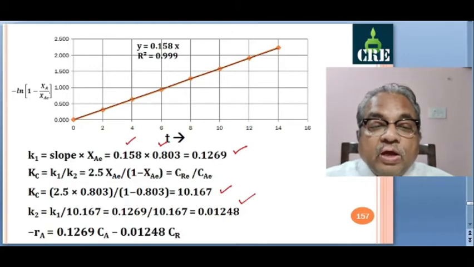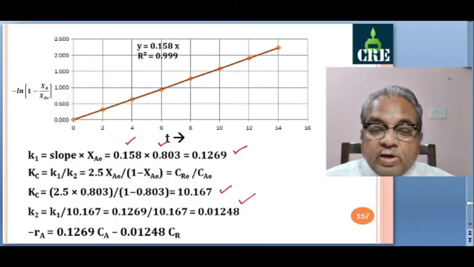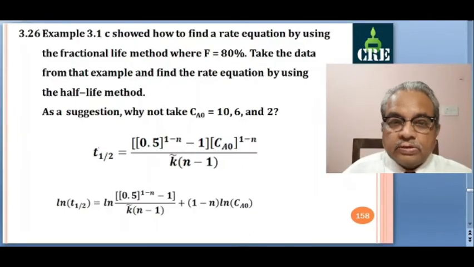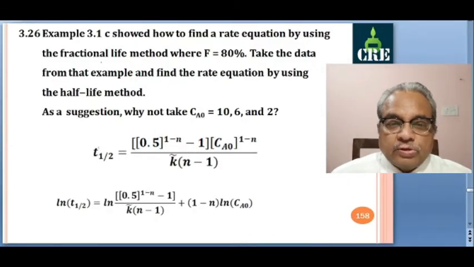The form we have assumed, first order reversible, and our data is fitting perfectly. That means the integrated form of the rate law, first order reversible, which we have tested, is valid. So our rate law was k1 CA minus k2 CR. We have determined k1 and k2 values, so we substitute those values. So the rate law can be reported as minus rA is equal to 0.1269 CA minus 0.01248 CR. Next problem, problem number 3.26. Now this is based on the data of example 3.1 part C.